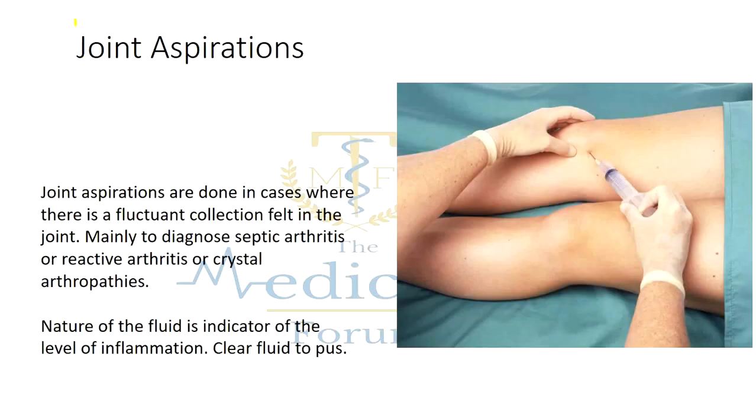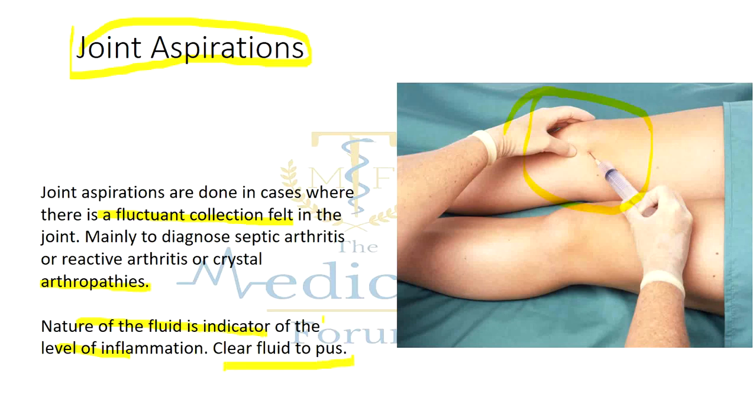Now I think it's enough with all those blood investigations. Let's move into some interesting stuff. Joint aspirations. What is he doing here? He's taking some fluid out of the knee joint. Joint aspirations are done in cases where there is a fluctuant collection felt in the joint. It's mainly to diagnose septic arthritis, reactive arthritis, or crystal arthropathies. The nature of the fluid is always an indicator of the level of inflammation, from clear fluid to pus.